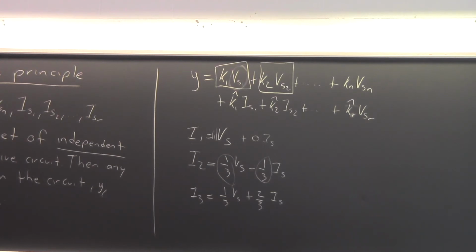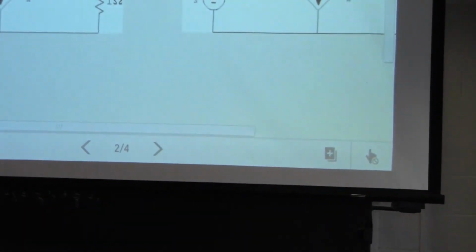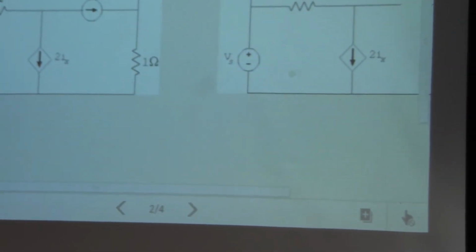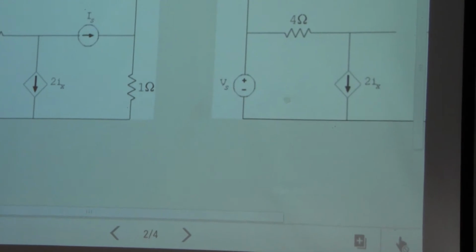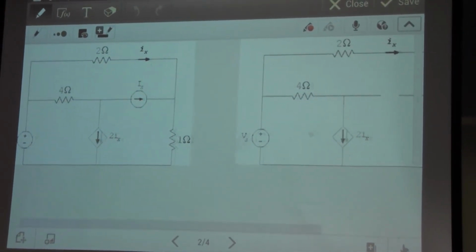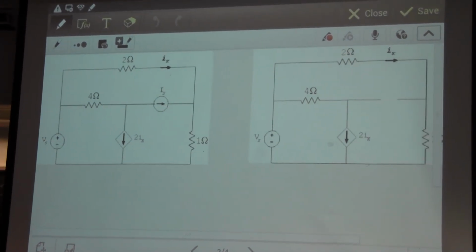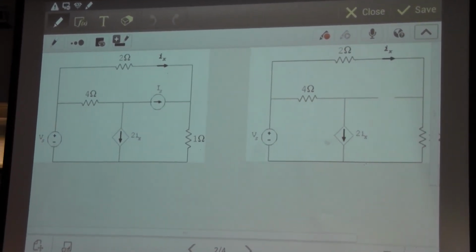So it's the same circuit. I drew it on the left, exactly the same circuit that we had before. The first thing we're going to do is look at what happens with just one source. So I'm going to leave the voltage source in there, and I'm going to get rid of the current source.